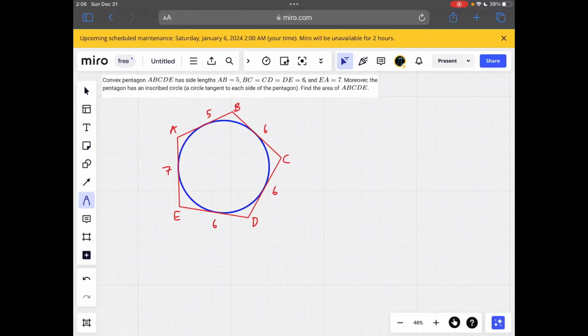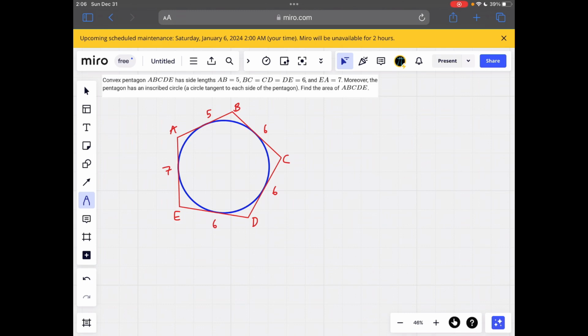Convex pentagon ABCDE has side lengths AB equals 5, BC equals CD equals DE equals 6, and EA equals 7. Moreover, the pentagon has an inscribed circle, a circle tangent to each of the 5 sides of the pentagon. Find the area of ABCDE.